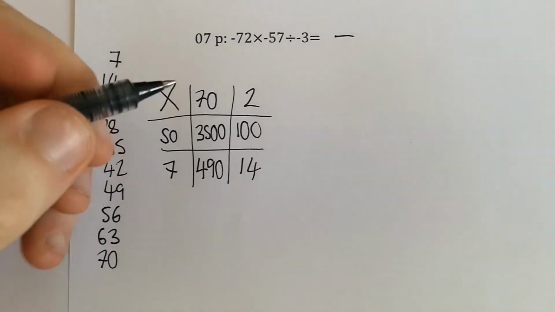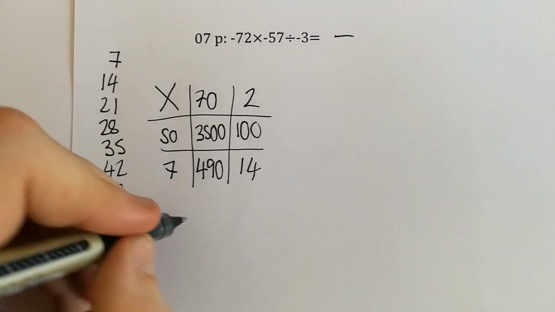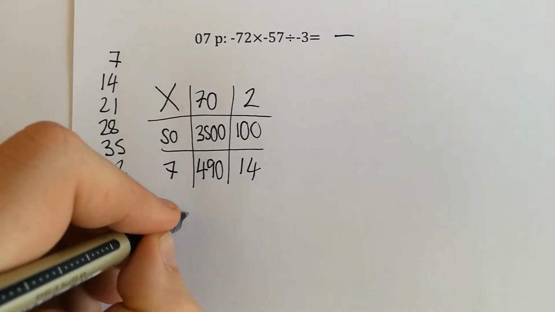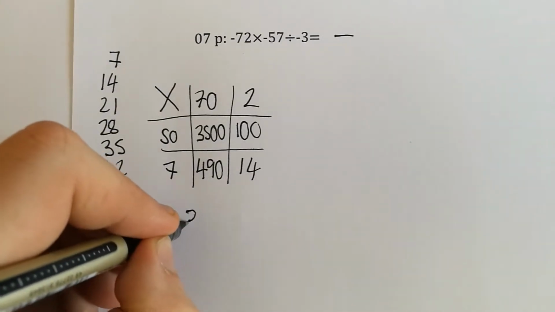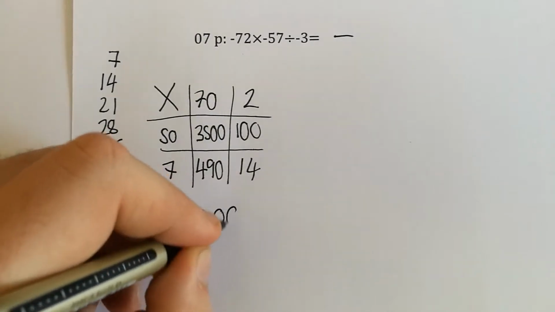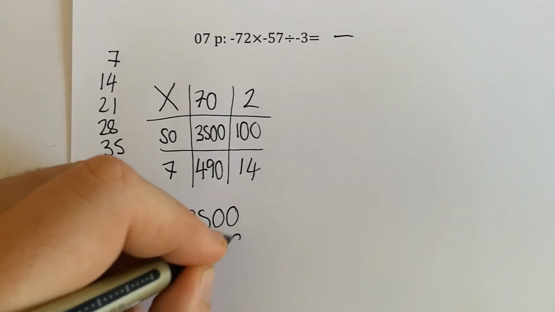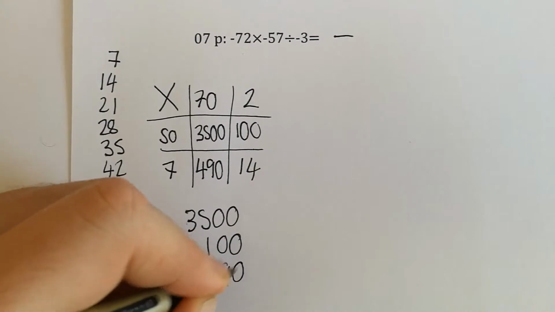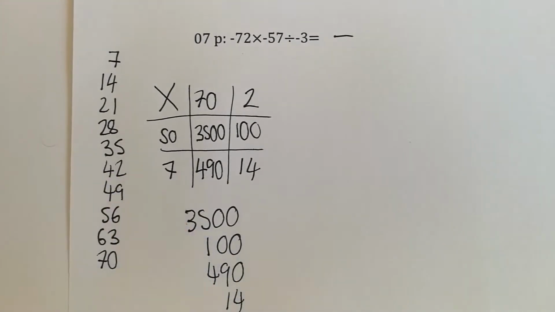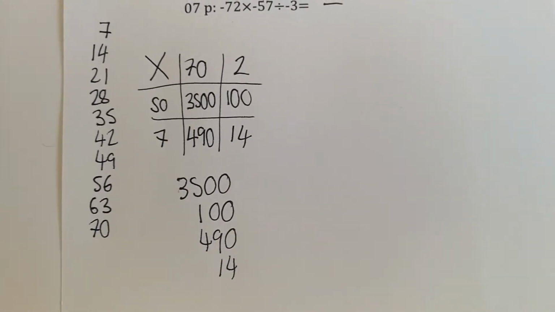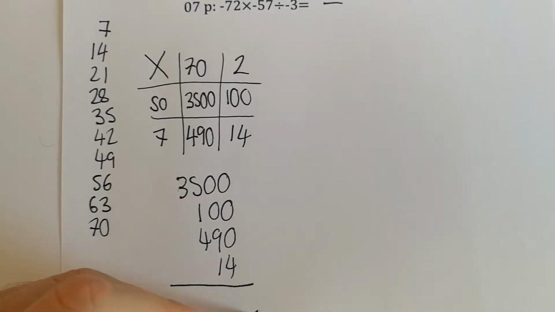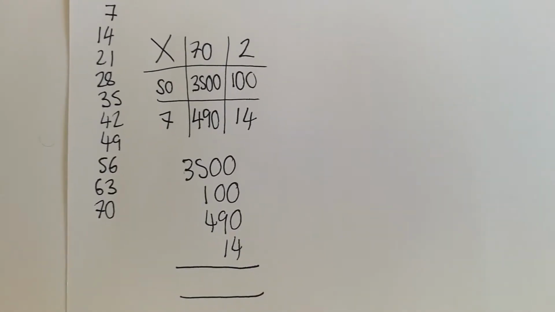We then need to add this up, so we can go underneath for now. 3,500, 100, 490, and then 14. Move up the page a little bit. Might as well move up to there. There we go.